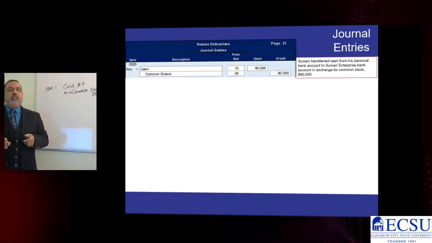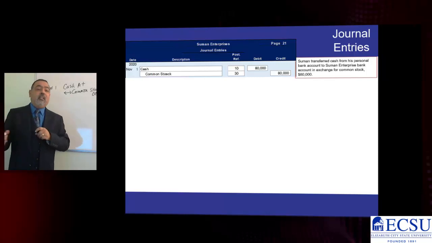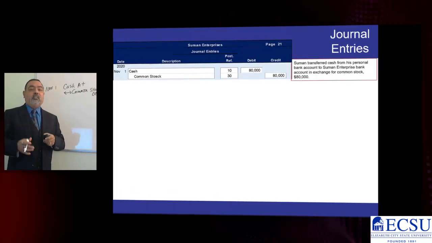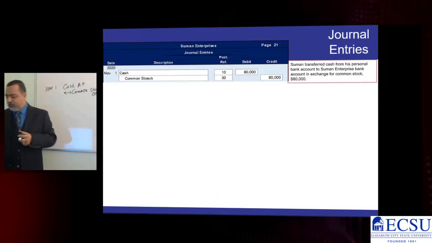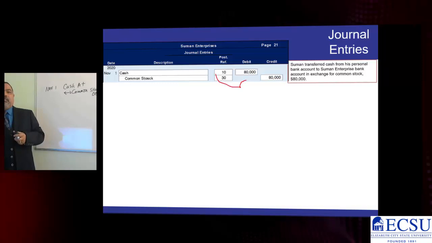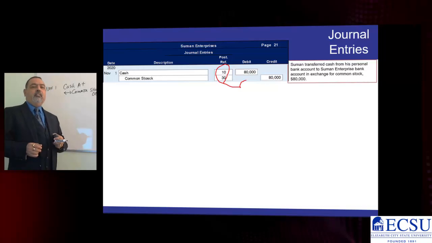And the posting reference you see is 10 and 30. That refers to page number 10 of the ledger for the cash account, and page number 30 for the common stock. Remember that 10 and 30, we are going to write those page numbers only when we have posted the transaction. So that is something that you have to understand about this. Okay, so that is number one.